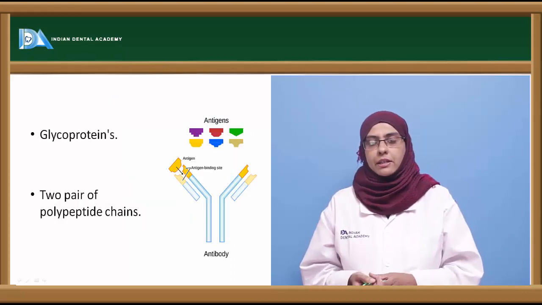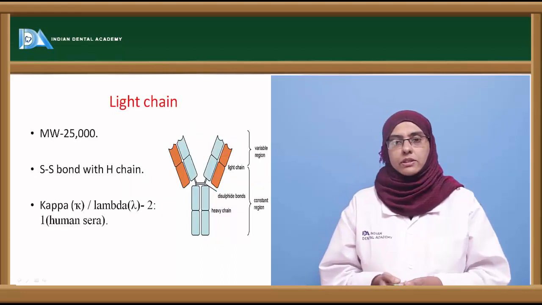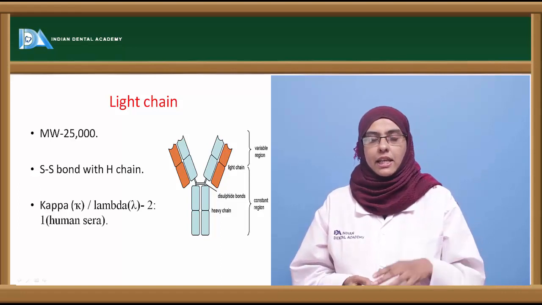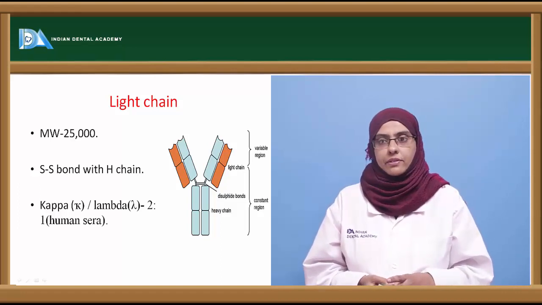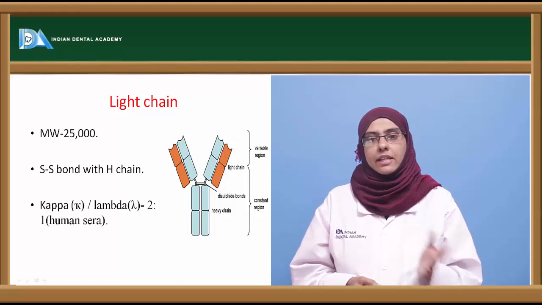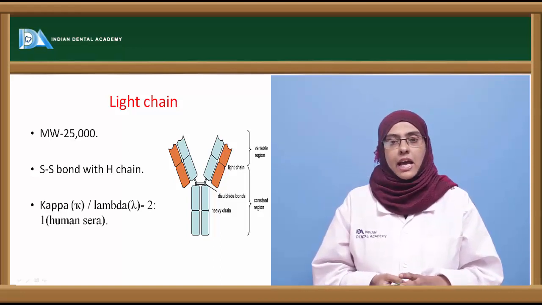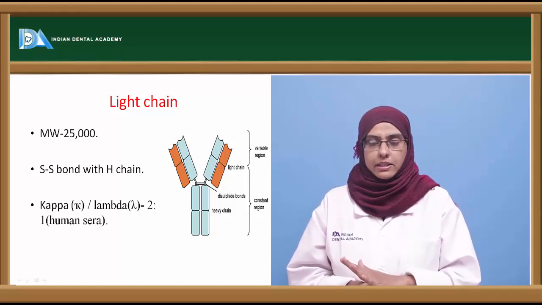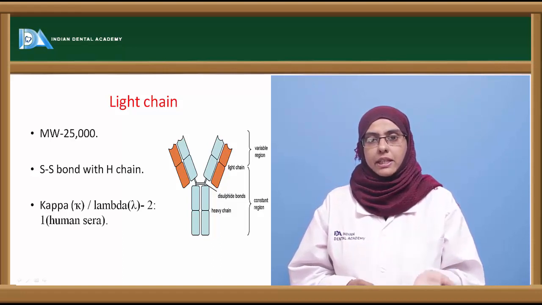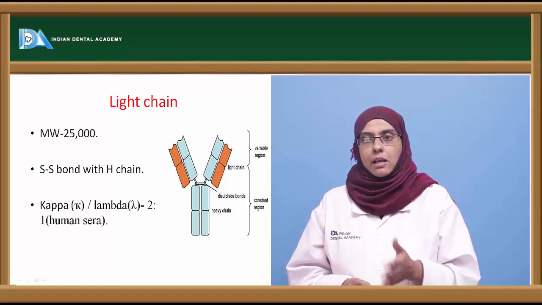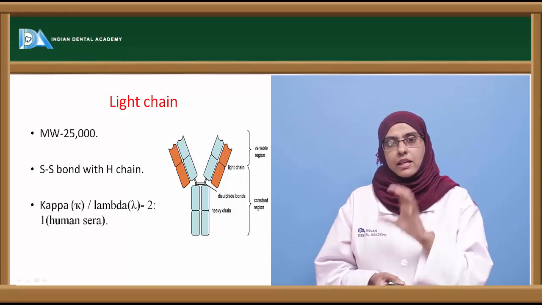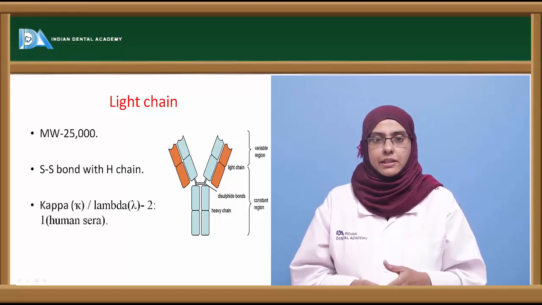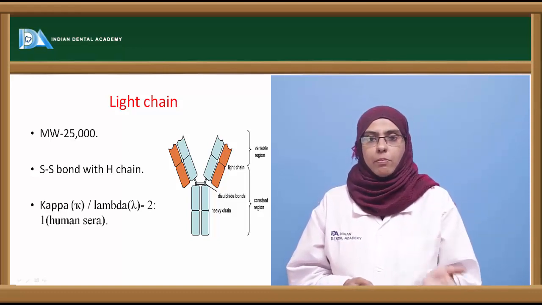Now each antibody molecule has 2 parts: one is called the light chain and the other is called the heavy chain. The light chain has a molecular weight of about 25,000 daltons, and it is held with the heavy chain by disulfide linkages. Each light chain is made up of either a kappa or a lambda portion, named after the scientists who discovered them. So it is either the kappa chain or the lambda chain that can be present in an antibody molecule, but not both.